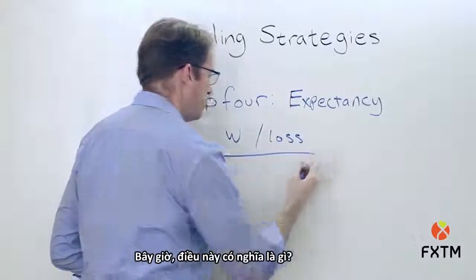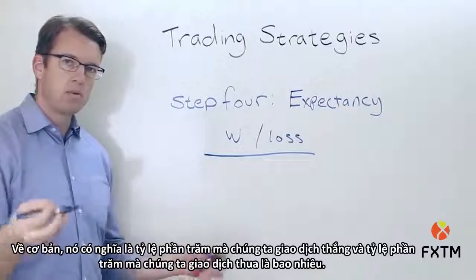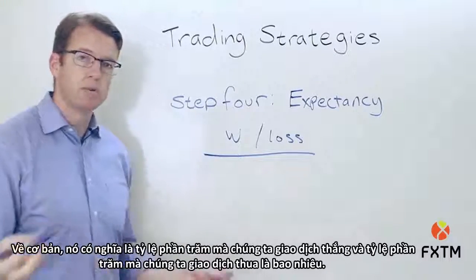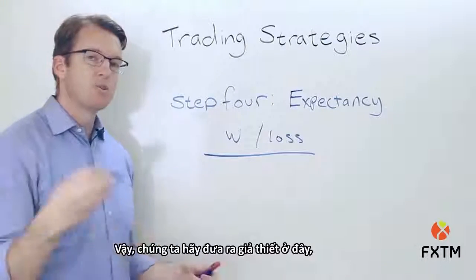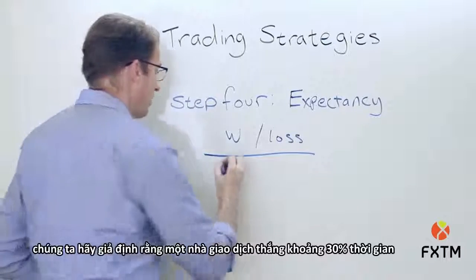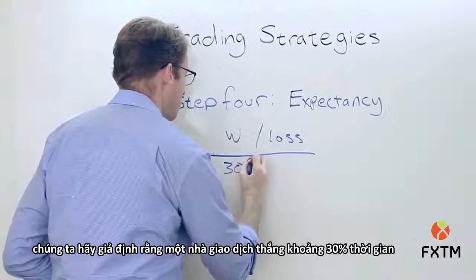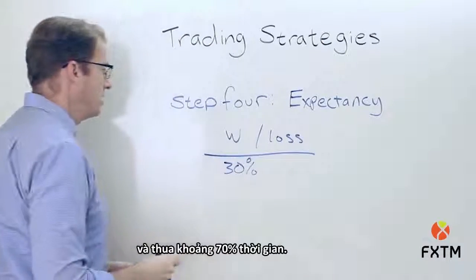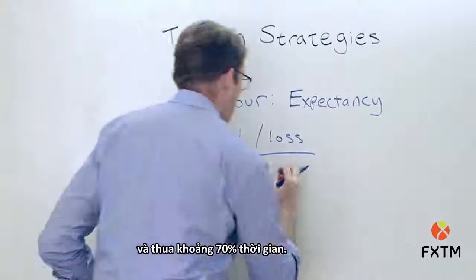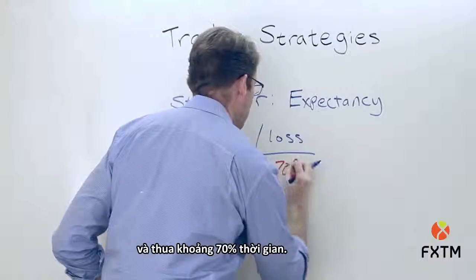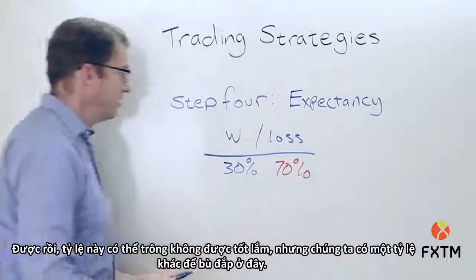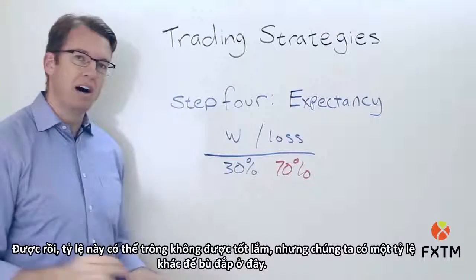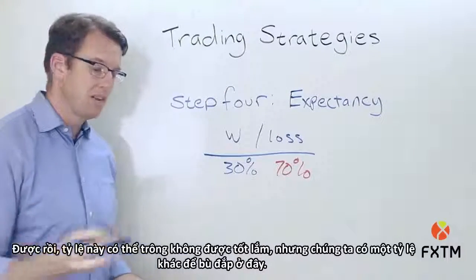Now, what does this win to loss ratio mean? Well, it basically means what percentage of the time do we win and what percentage of the time do we lose. So let's just do a hypothetical here. Let's say that a trader is winning about 30% of the time and they are losing about 70% of the time. Now that may not look very good, but we have another ratio to cover here.